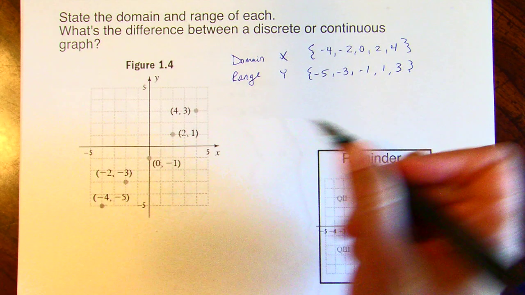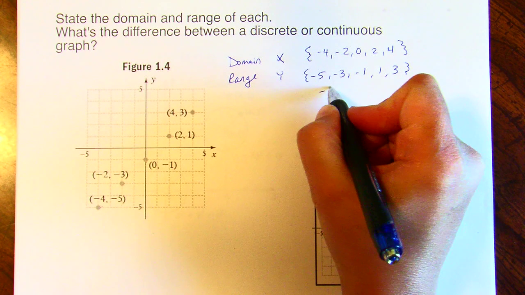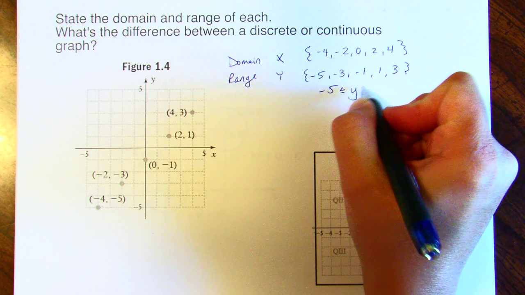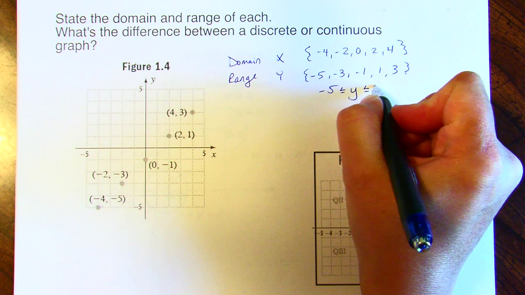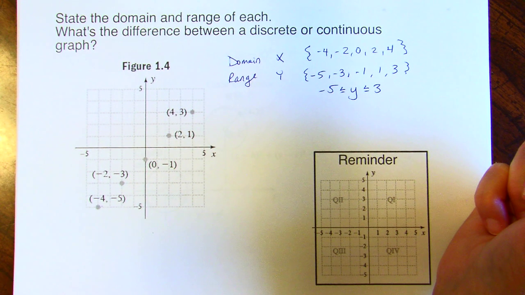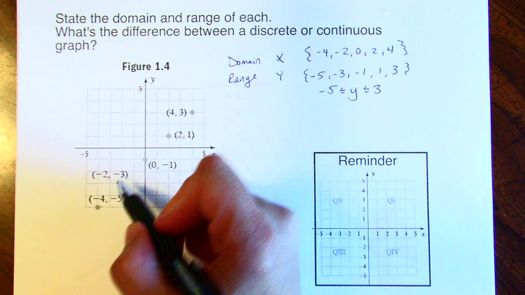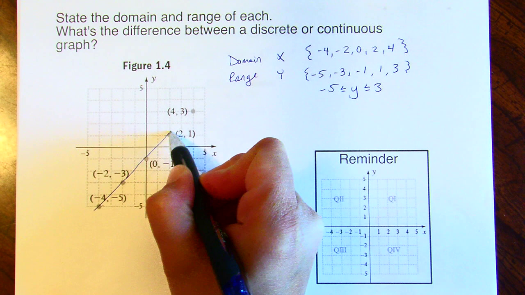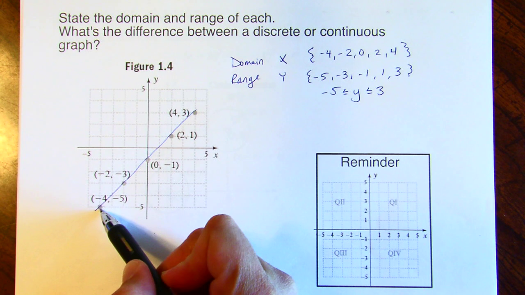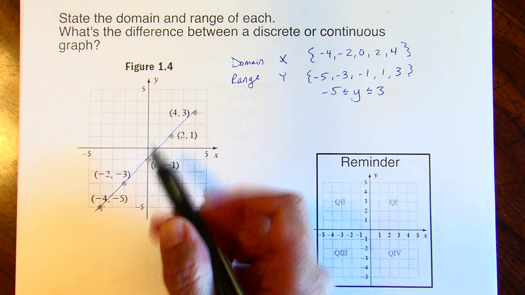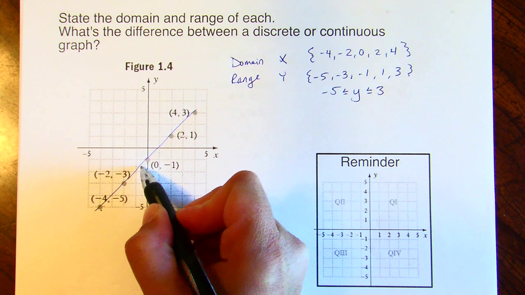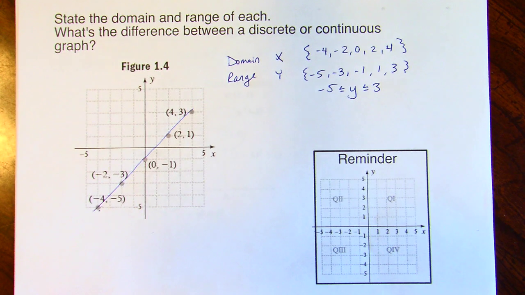Now, what's the main difference between discrete and continuous? Continuous, you would want to write something like the range as -5 is less than or equal to y, which is less than or equal to +3. That would be what we'd consider a continuous range. It would be as if I had connected these dots. And it's not just the values of -5 and -3 and -1. It's all the infinite points in the middle of them. So that would be continuous.